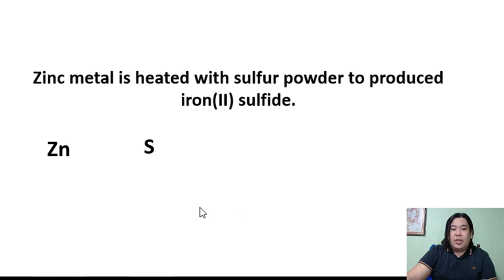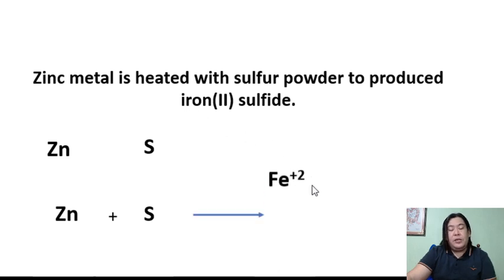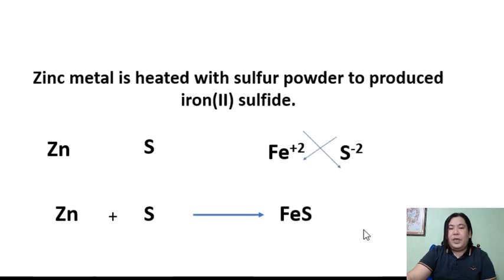No need to add the charges. So zinc and sulfur, and then nakalagay to produce iron 3. The symbol for iron 3 or iron 2 is Fe positive 2. Then sulfide is S negative 2. So these are cancelled out when you crisscross. And then the final formula is FeS.